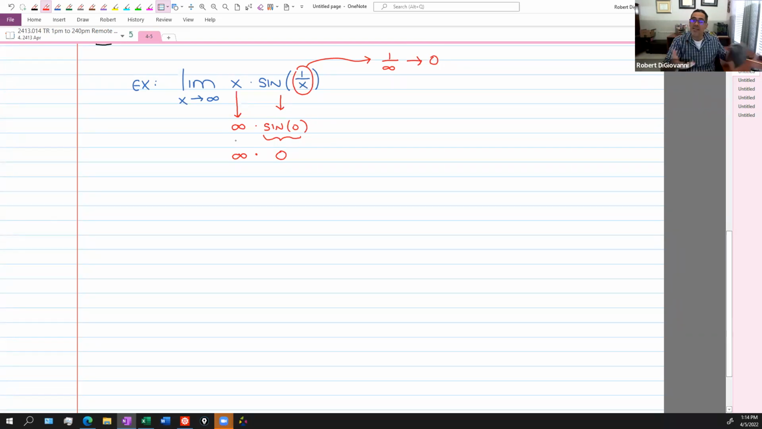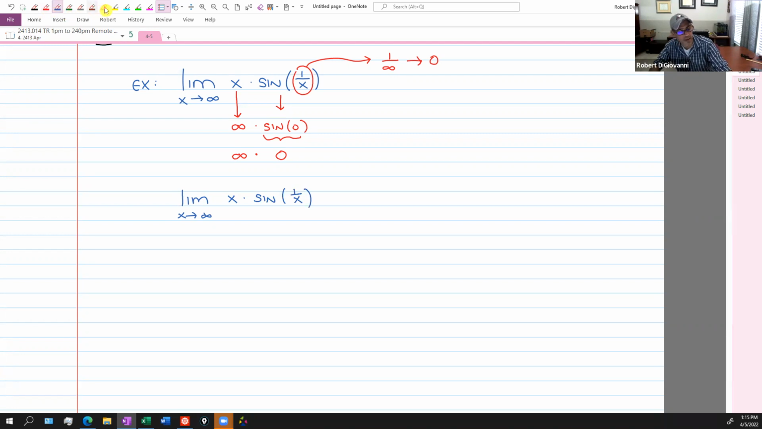Now, this is an indeterminate form because one thing is getting big, the other thing is getting small, right? We're not saying it is 0, it's approaching 0. We're not saying x is infinity, we're saying it's approaching infinity. So big number times small number, don't know. Okay? Don't know. Can't use L'Hopital's rule, right? Can't use L'Hopital's rule because it doesn't look like 0 over 0 or infinity over infinity, right?